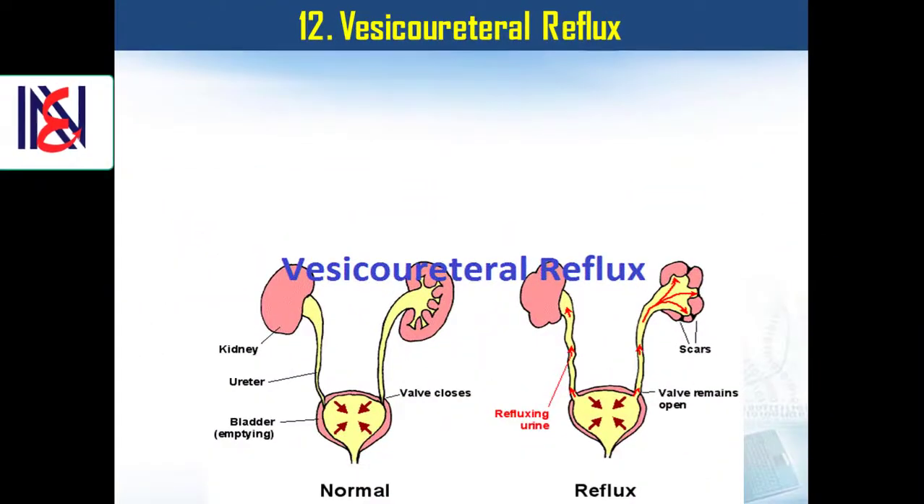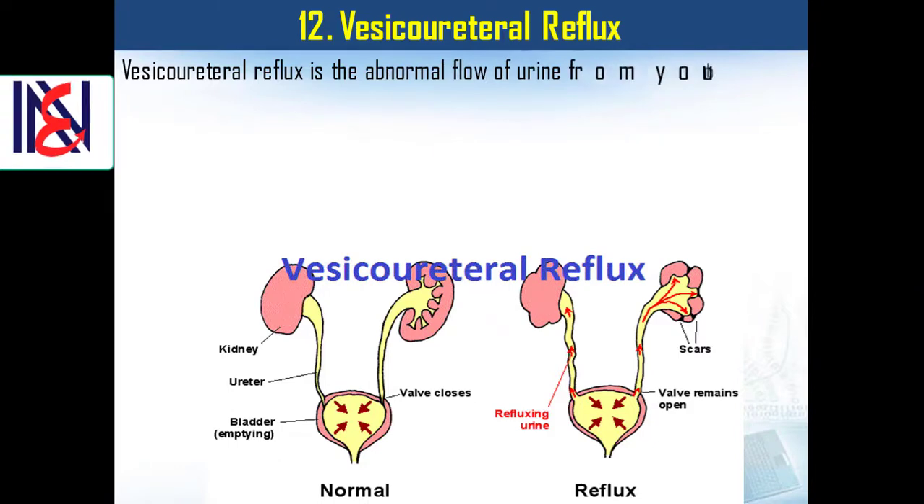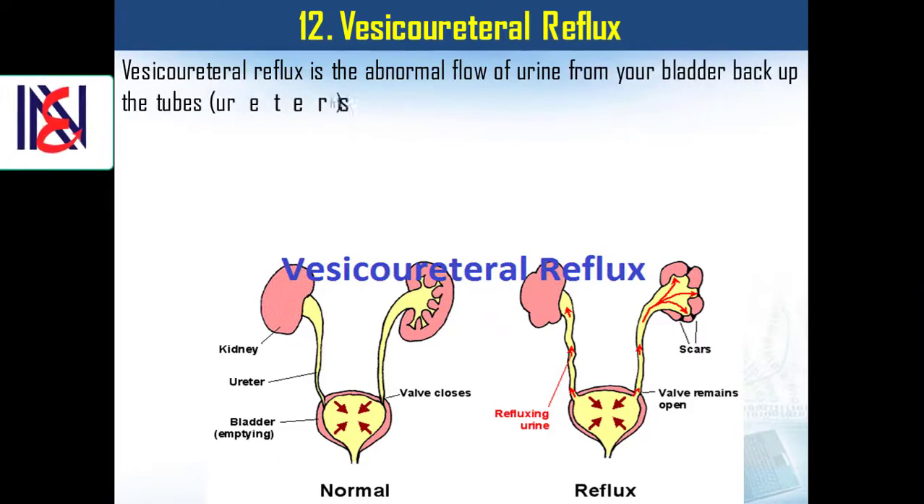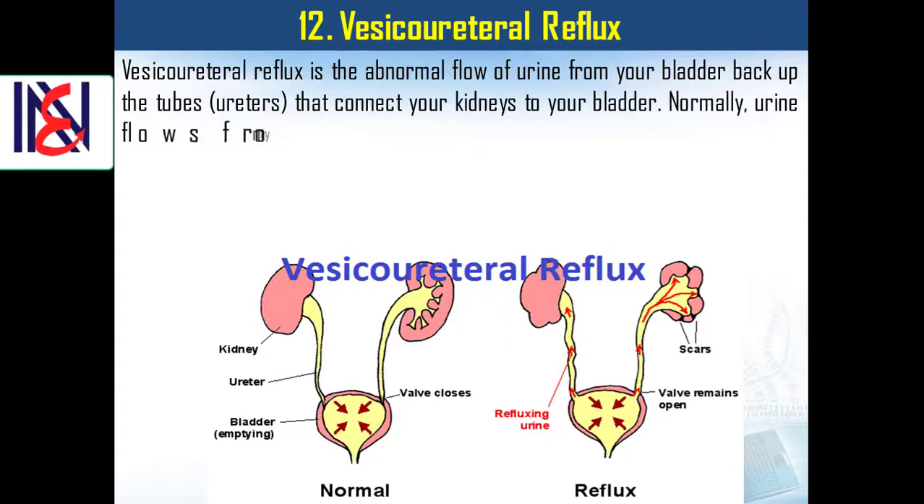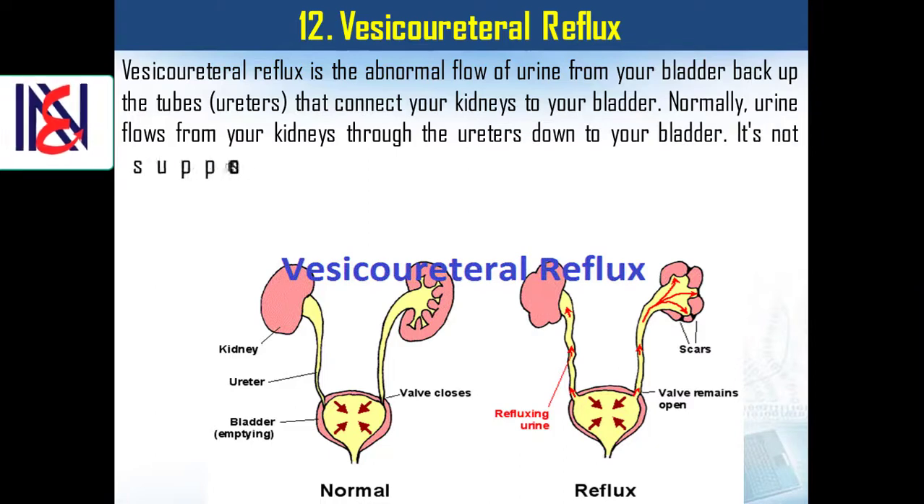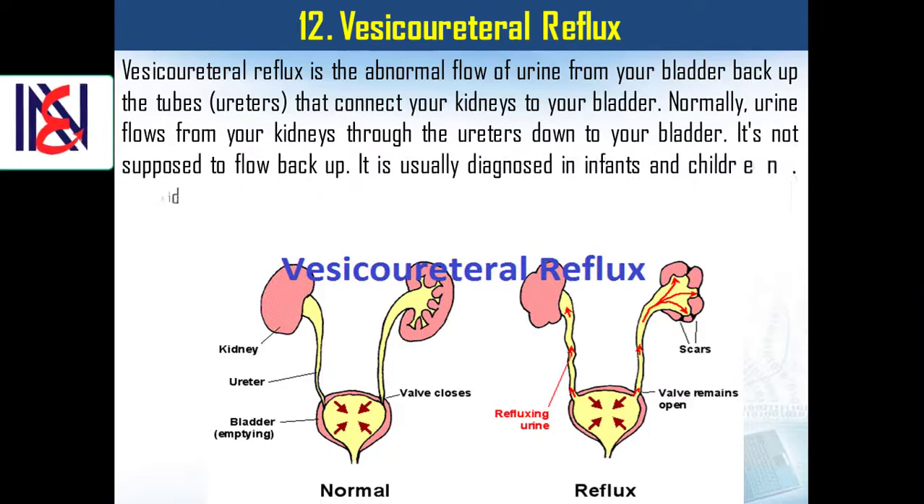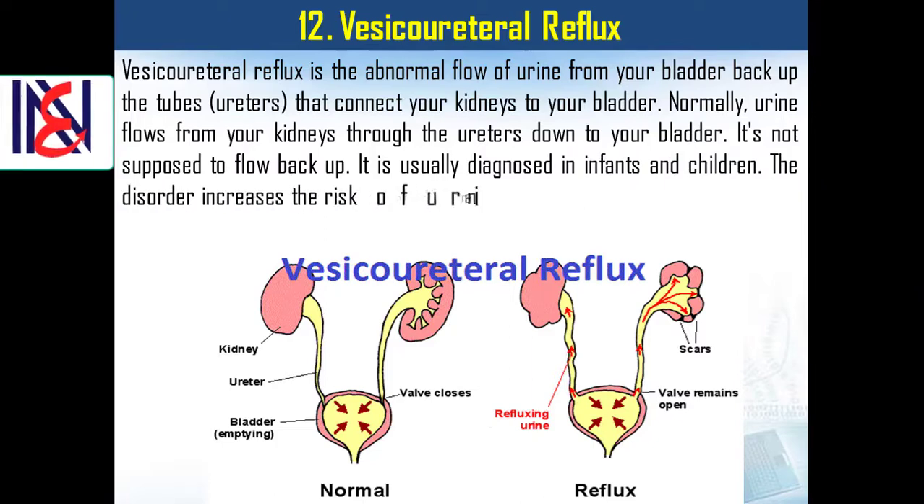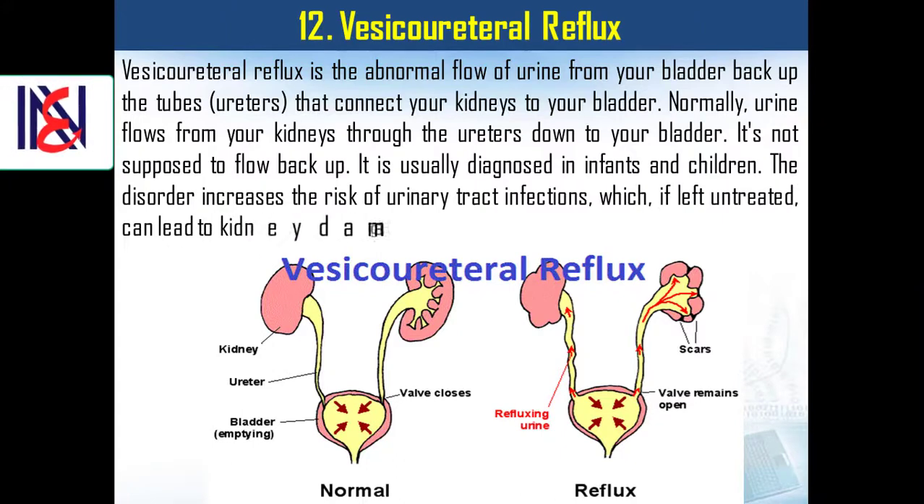12. Vesicoureteral reflux. Vesicoureteral reflux is the abnormal flow of urine from your bladder back up the tubes, the ureters, that connect your kidneys to your bladder. Normally, urine flows from your kidneys through the ureters down to your bladder. It's not supposed to flow back up. It is usually diagnosed in infants and children. The disorder increases the risk of urinary tract infections, which, if left untreated, can lead to kidney damage.